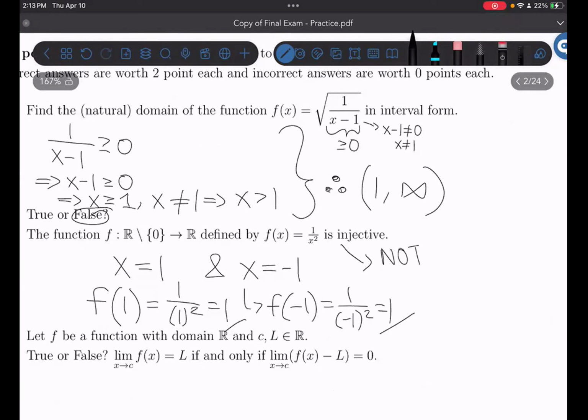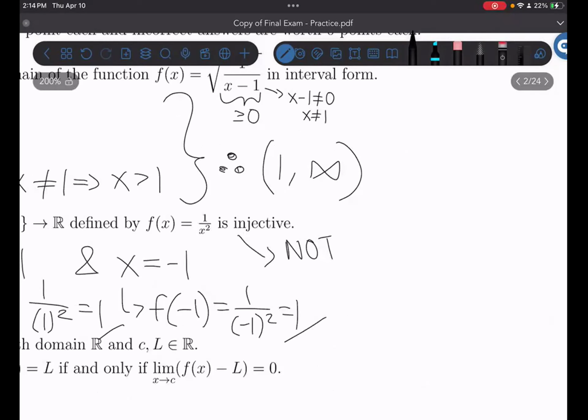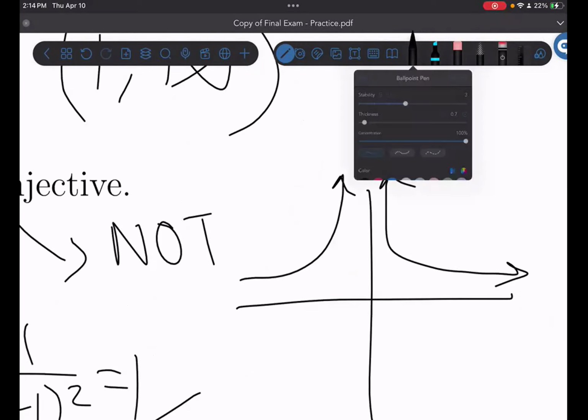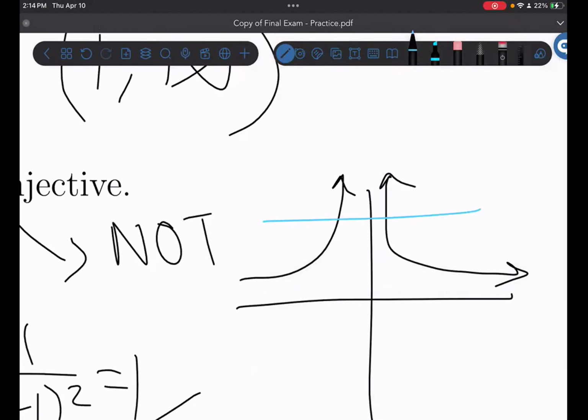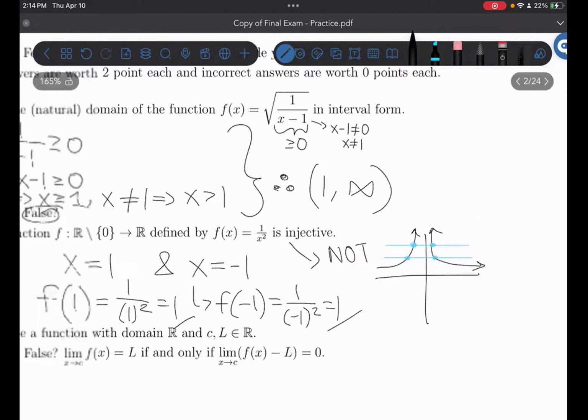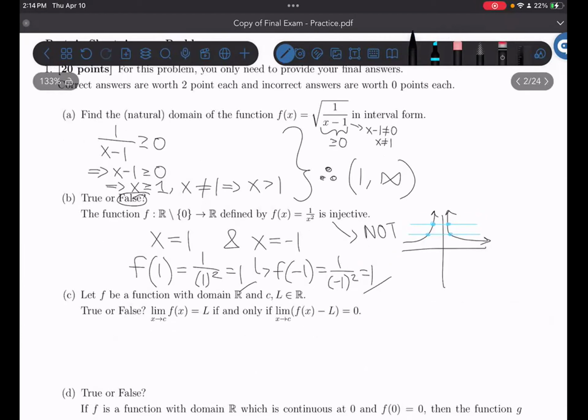So it is false. Another way to do this is to consider the graph of f of x. We notice that our x cannot equal zero, and it approaches upwards to positive infinity. If I do the horizontal line test, notice how I'm touching 2 points. That tells me the horizontal line test has failed, and so it is not injective. So for B, it is false.